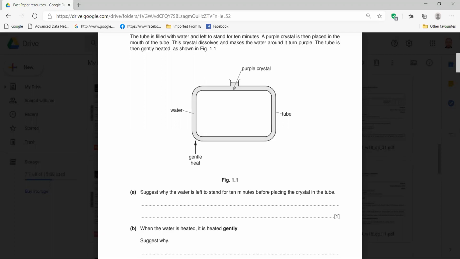Now you are becoming scientists. You have to think. That's the purpose of practical.